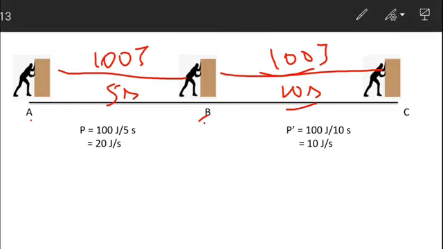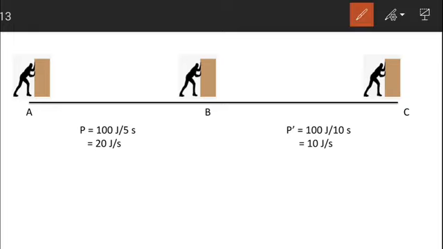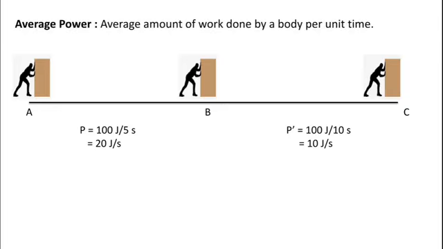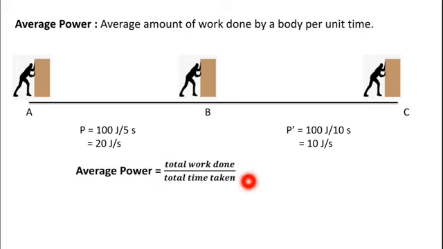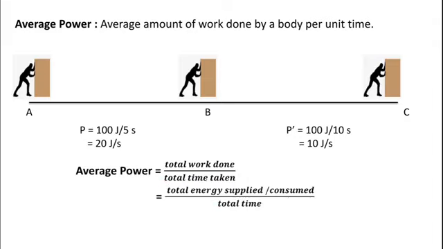So now we define what is average power. Average power is defined as average amount of work done by a body per unit time. The formula for average power is given by total work done divided by total time taken. Okay students, we can also say work done is transfer of energy. So we can also calculate average power as total energy supplied or consumed divided by total time taken.